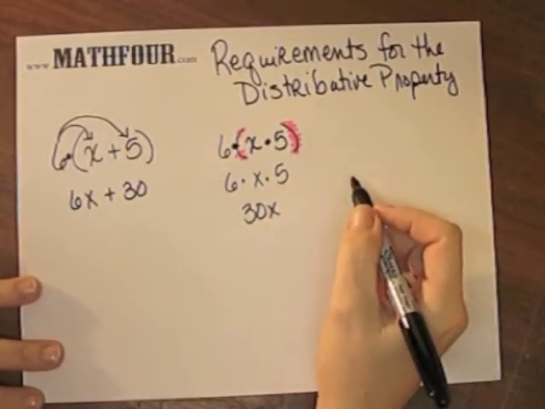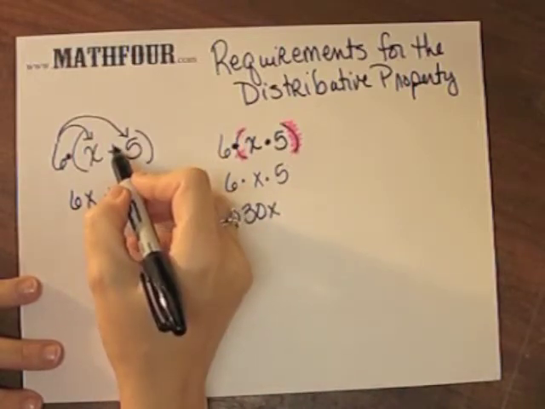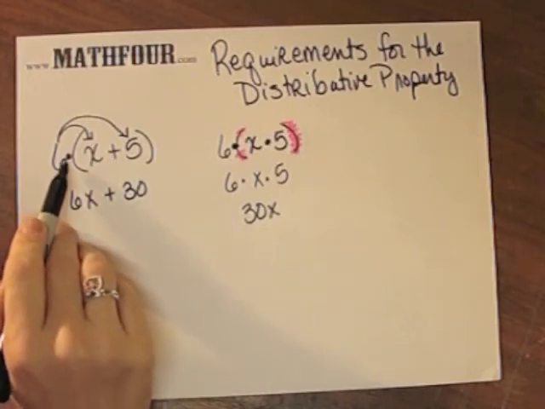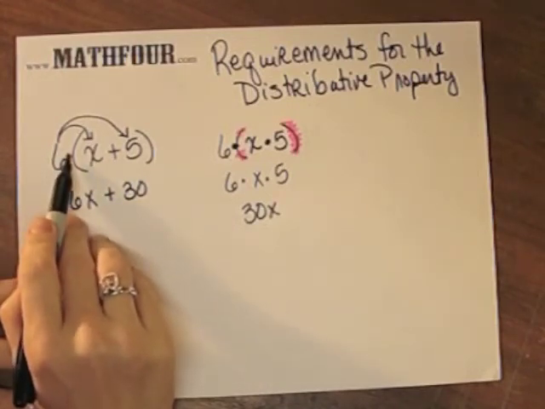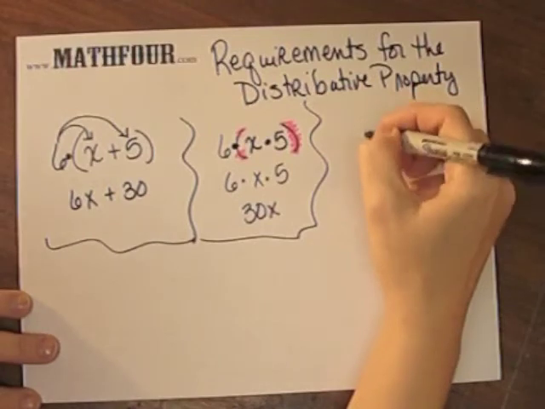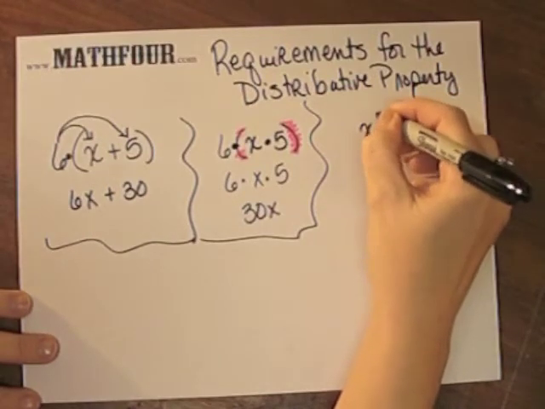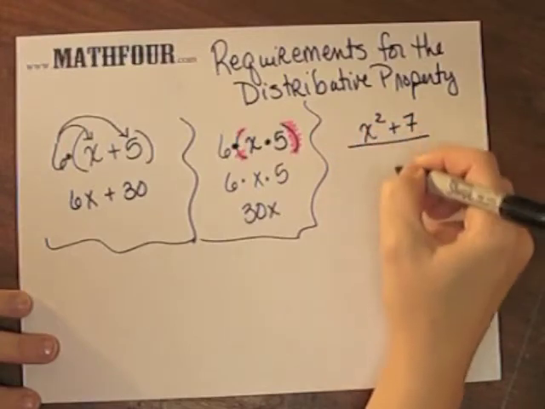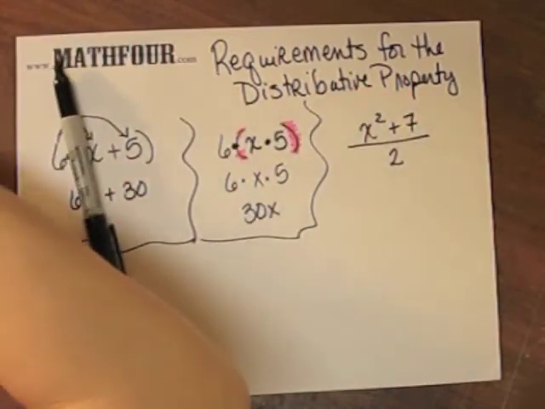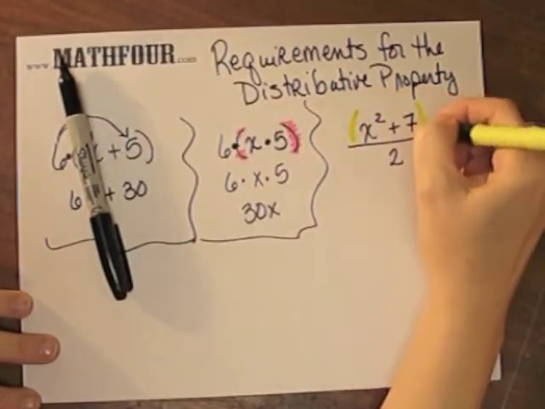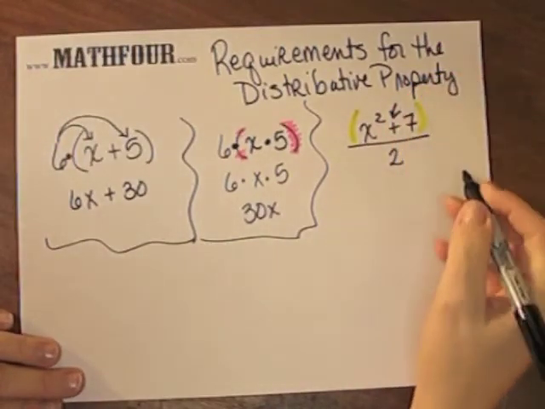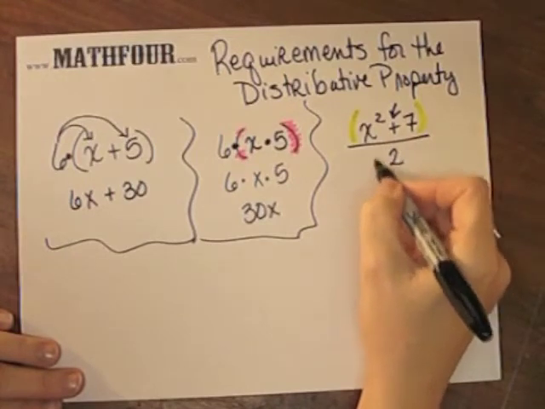So the requirements of the distributive property are, on the inside you have to have addition or subtraction, and on the outside it has to be acted on by multiplication or division. So in the case of (x squared plus 7) over 2, you have some implied parentheses here, because anything isolated has parentheses. So the inside is addition, and the outside here is division.